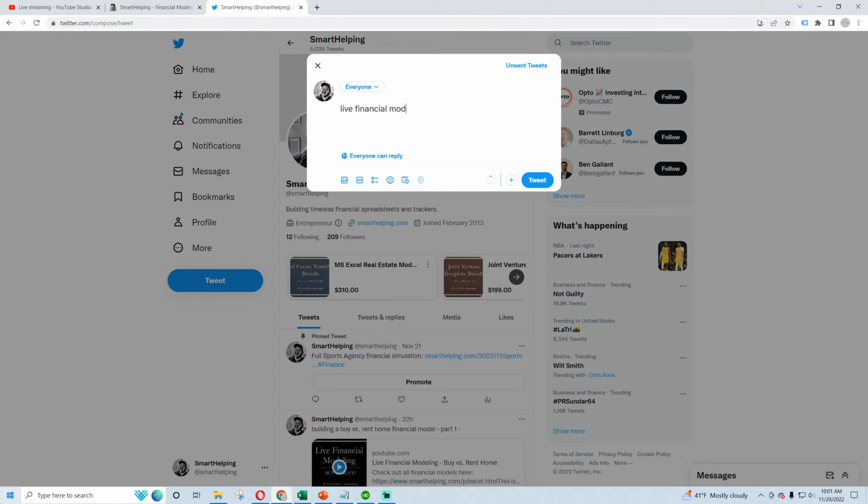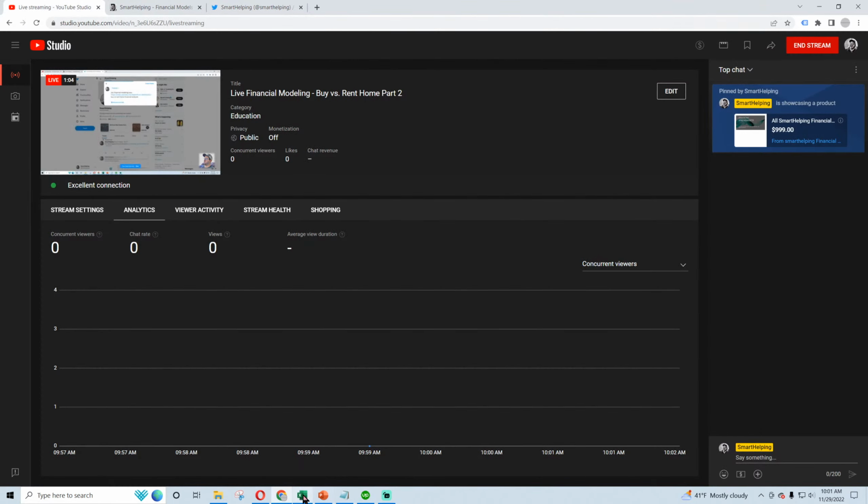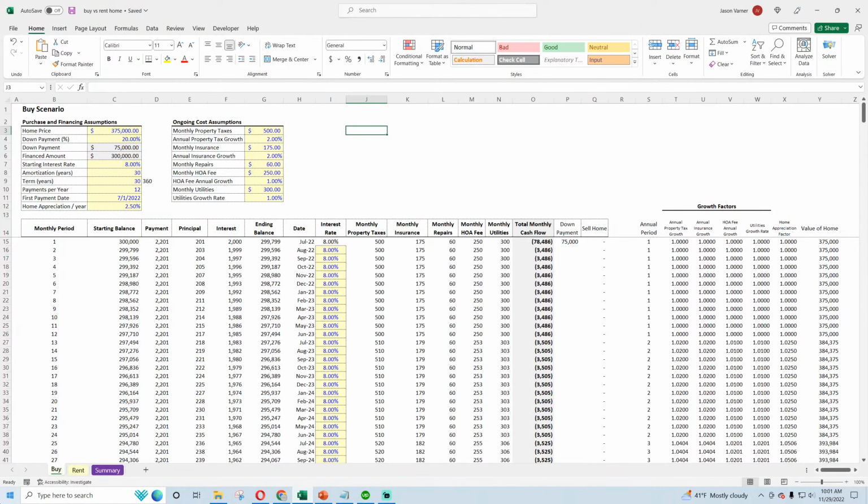Live financial modeling now. Buy versus rent home. So this is pretty much applicable to every human being that ever has to pay to live anywhere, and has the option to buy or rent.